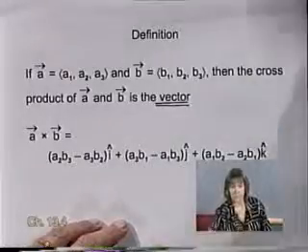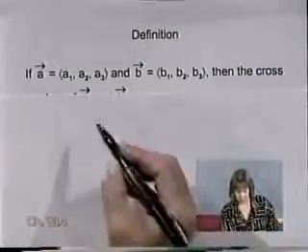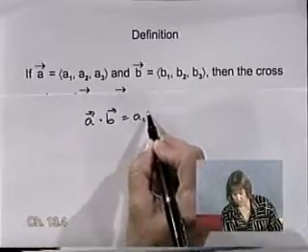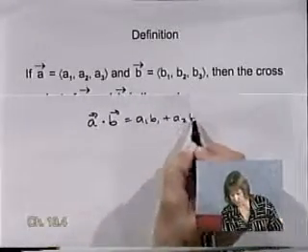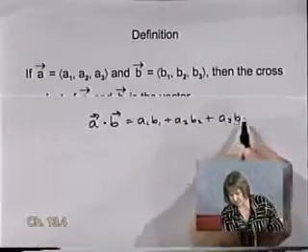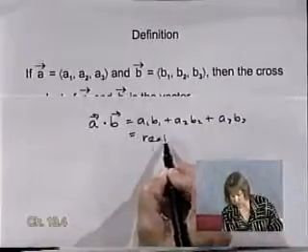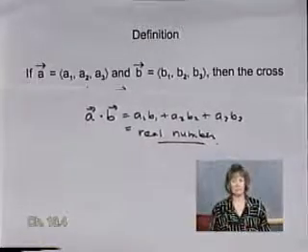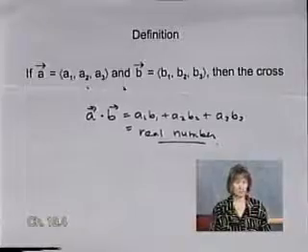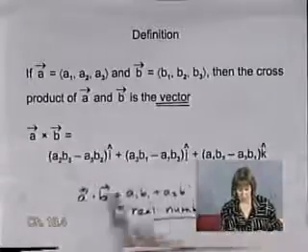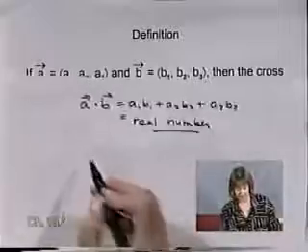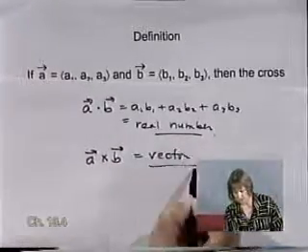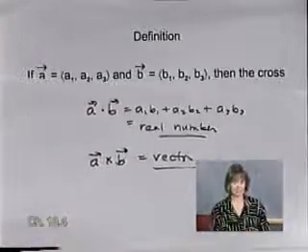Now remember, last time when we did A dot B, we got A1B1 plus A2B2 plus A3B3, and that gave us a real number. The dot product of two vectors gave you a number like 2 or 5 or 6 or 8 or 12 or 0, right? Whereas the cross product gives you a vector. A cross B gives you a vector. It gives you a three-dimensional quantity.